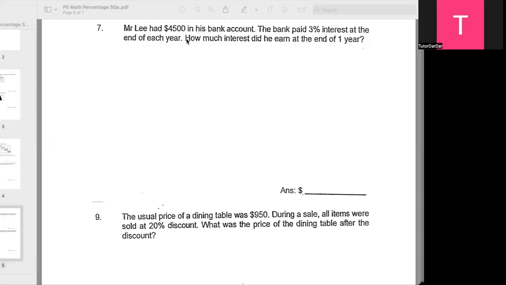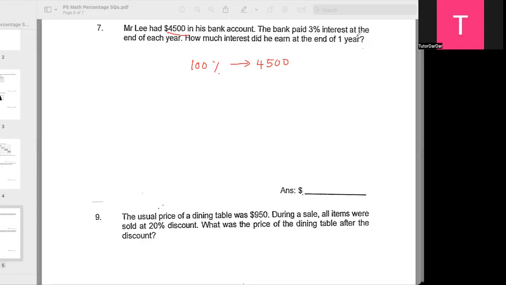Mr. Lee had $4,500 in his bank account. The bank paid 3% interest at the end of each year. How much interest did he earn at the end of 1 year? So Mr. Lee has $4,500. Okay, so 100% is $4,500.